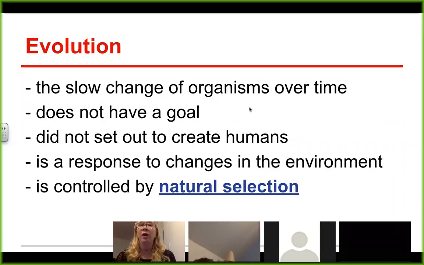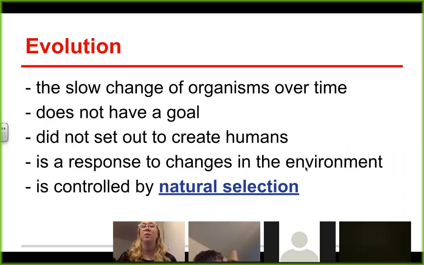There's no goal for evolution, right? It did not set out to create humans. So there's not a goal. We don't know where it's going to go next, and it's almost impossible to predict that. It's a response to changes in the environment, right? So as the environment changes and certain mutations are more favorable, those organisms are more likely to survive. And this process that controls evolution is called natural selection.